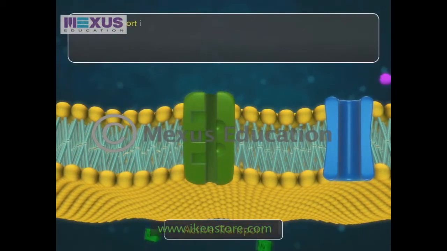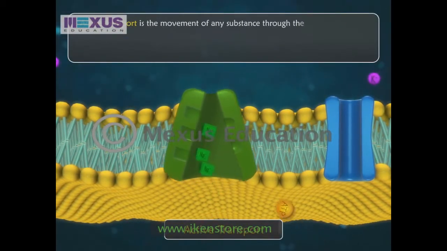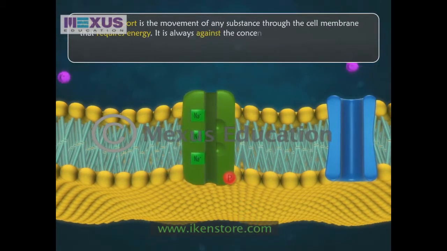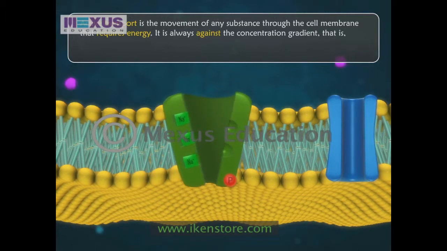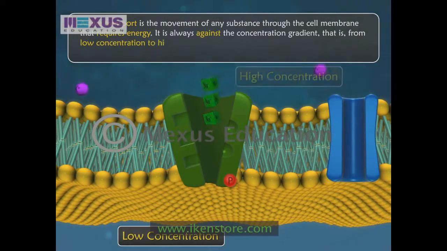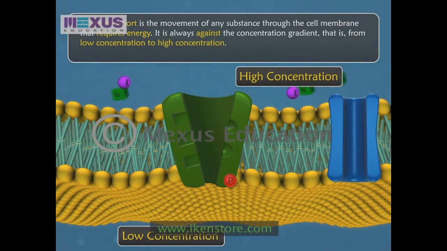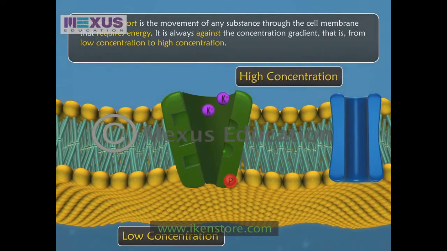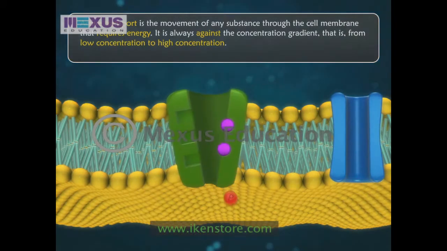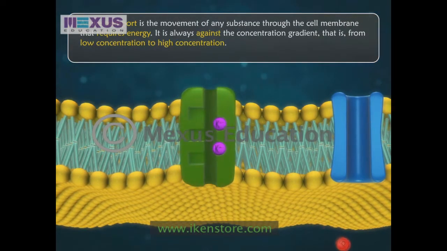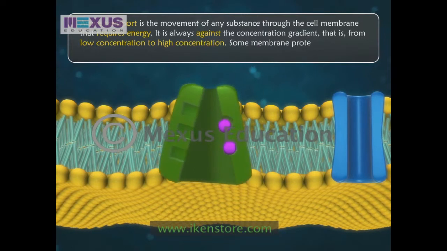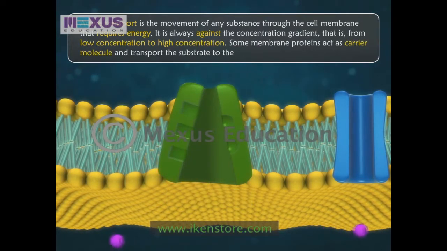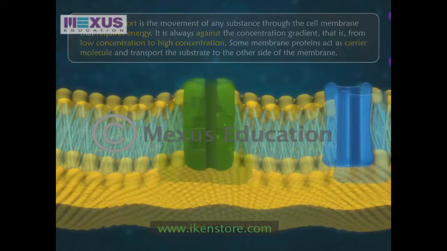Active transport is the movement of any substance through the cell membrane that requires energy and is always against the concentration gradient, that is, from low concentration to high concentration. In the process of active transport, the solute particles move against their chemical concentration or electrochemical gradient. Some membrane proteins act as carrier molecules and transport the substrate to the other side of the membrane.